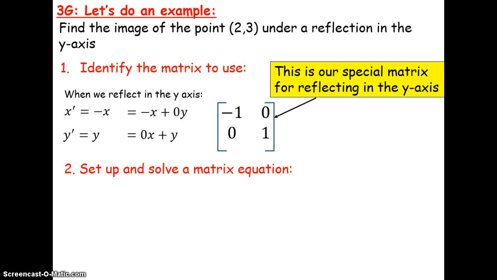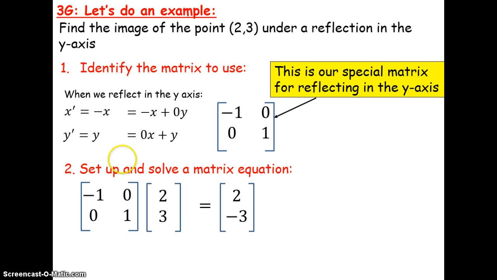We then just set up and solve a matrix. So we have our special matrix there being to identify the reflection in the y-axis, and we multiply that by the point. So the point, the x's go at the top as per usual, the y's go at the bottom. What's that going to equal? Row by column, negative 1 times 2 plus 0 times 3. We get negative 2. 0 times 2 plus 1 times 3. We get 3.